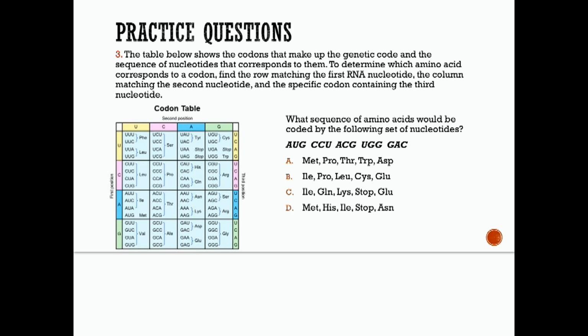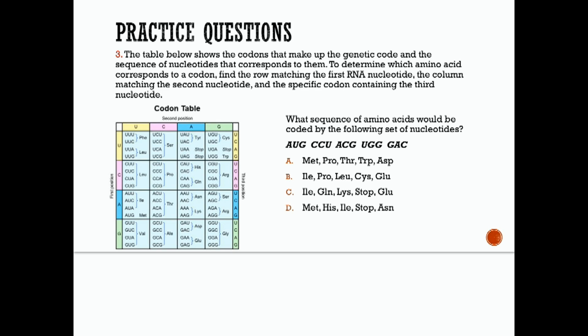Number 3, the table below shows the codons that make up the genetic code and the sequence of nucleotides that corresponds to them. To determine which amino acid corresponds to a codon, find the row matching the first RNA nucleotide, the column matching the second nucleotide, and the specific codon containing the third nucleotide. What sequence of amino acids would be coded by the following set of nucleotides? We've got AUG, CCU, ACG, UGG, and GAC. So go ahead and pause this and think about it on your own.